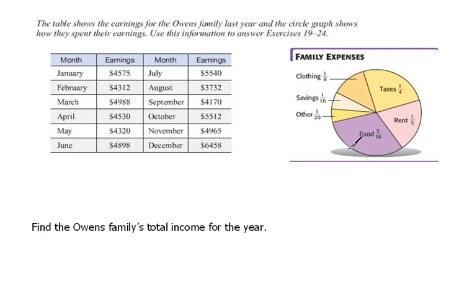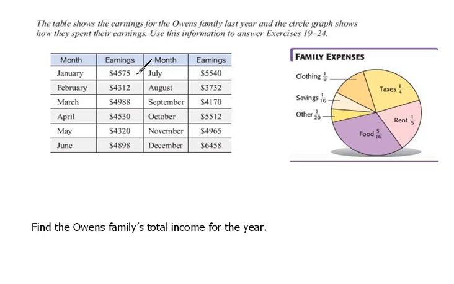And then whenever they figured up all their expenses, they figured up that 5/16 of their money was spent on food, 1/5 of their expenses were spent on rent, and 1/4 was spent on taxes, and so on and so forth. Our first question here says find the Owens family's total income for the year.